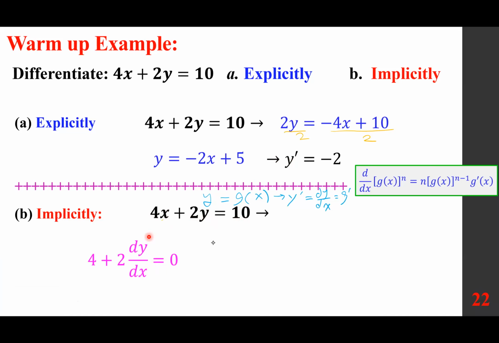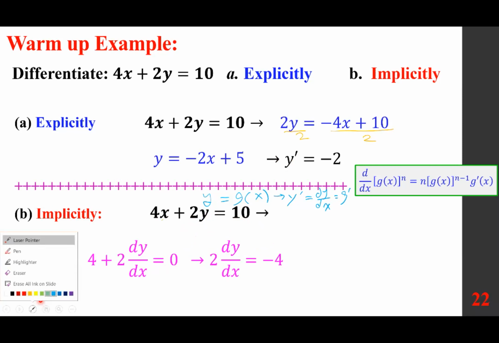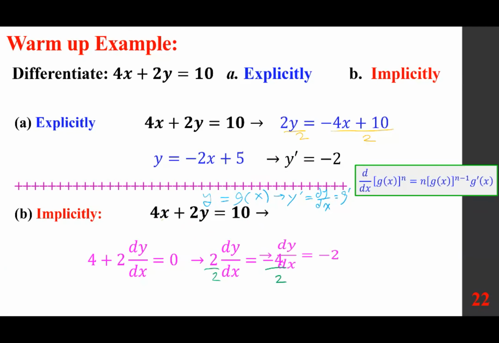We're going to move the 4 and it becomes negative 4. We're going to divide both sides by 2, and we get the same answer that we have here. Please understand, y prime or dy dx is the same thing. The difference is, in this case, we solved for y. In this case, we didn't have to. So implicitly done just the way it's given.